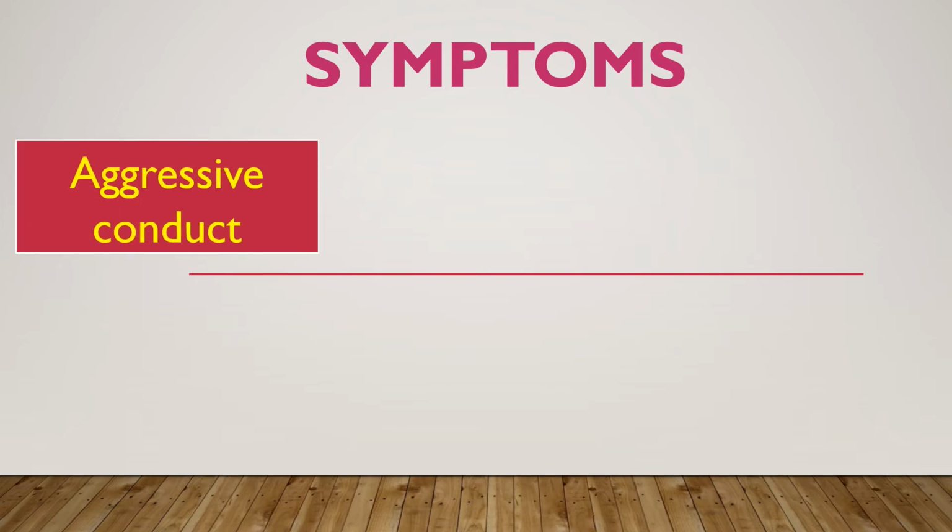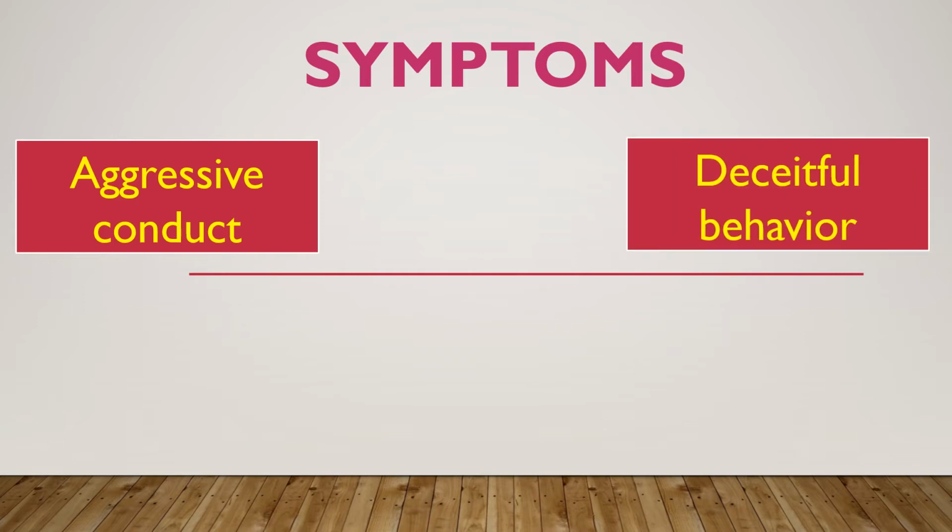Symptoms. Symptoms are divided into four main groups. They are aggression, deceitfulness, destruction, and violation of rules. Aggressive conduct may include intimidating or bullying others, aggression to people or animals on purpose, forcing someone into sexual activity, using a weapon.